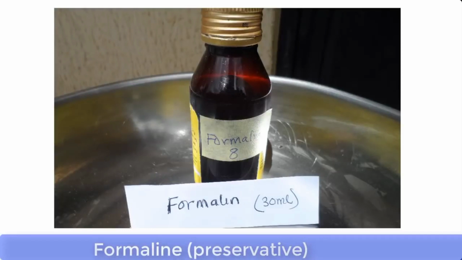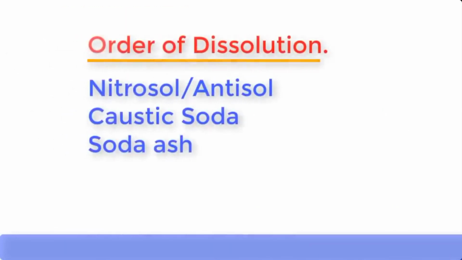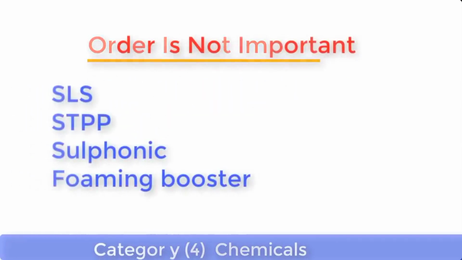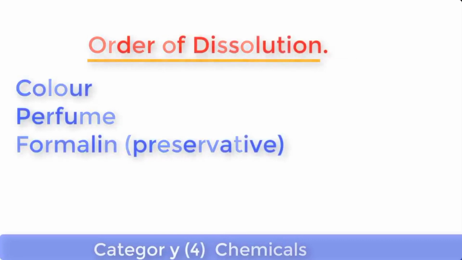Please note that you will have to dissolve these chemicals in the order that I have listed above. If you miss the order, you will not get a good quality soap. Hence, it has to be in this particular order. Nitrosol or antisol, that is number 1, number 2 is caustic soda, and number 3 is soda ash. And the 4th group of chemicals, in which order is not important, you can start with anyone and end with anyone, are SLS or Texapon, STPP, sulfonic, foaming booster, and the 5th chemical is color, the 6th chemical is perfume, and the 7th chemical is formalin. Just like I said earlier, formalin here is used as preservative.